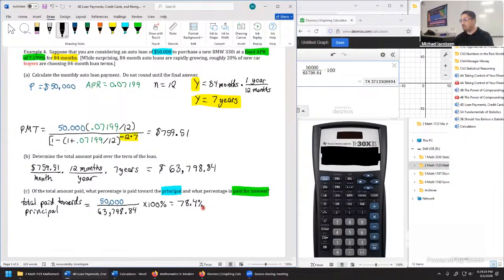Well, once we have that, we can do the standard thing, 100% minus that number to get the amount paid for interest. But any questions at all, folks, getting to that value there?